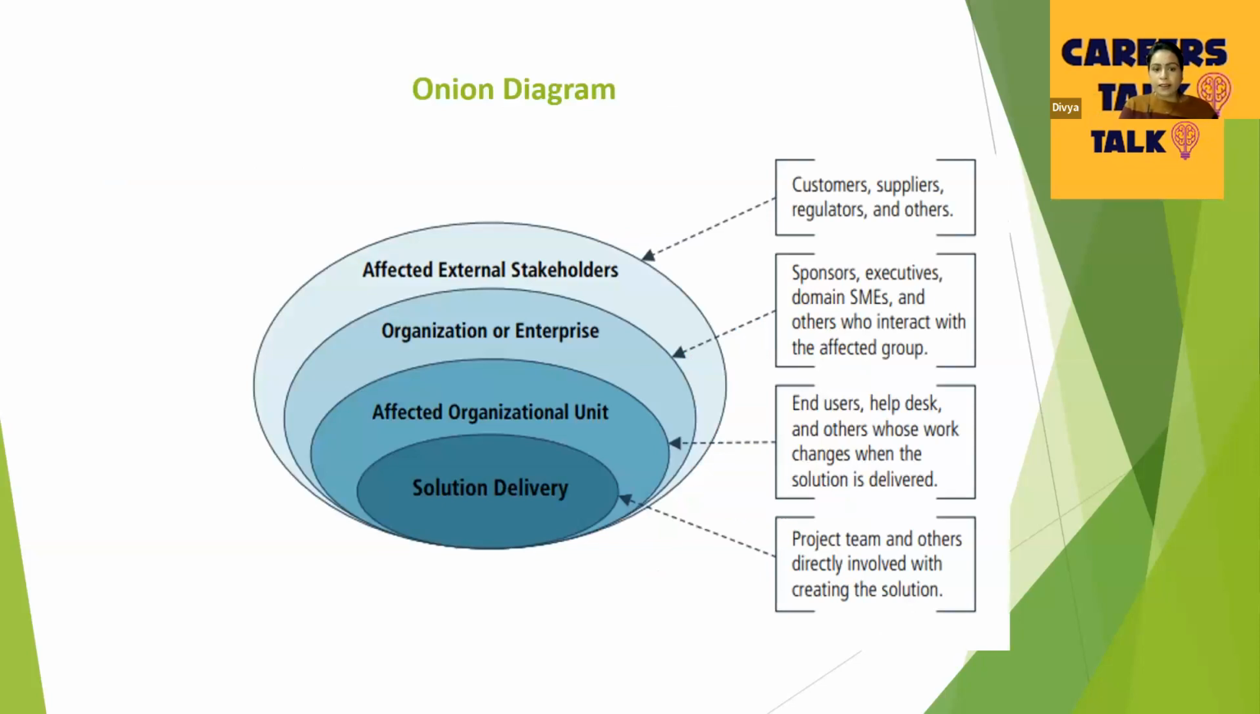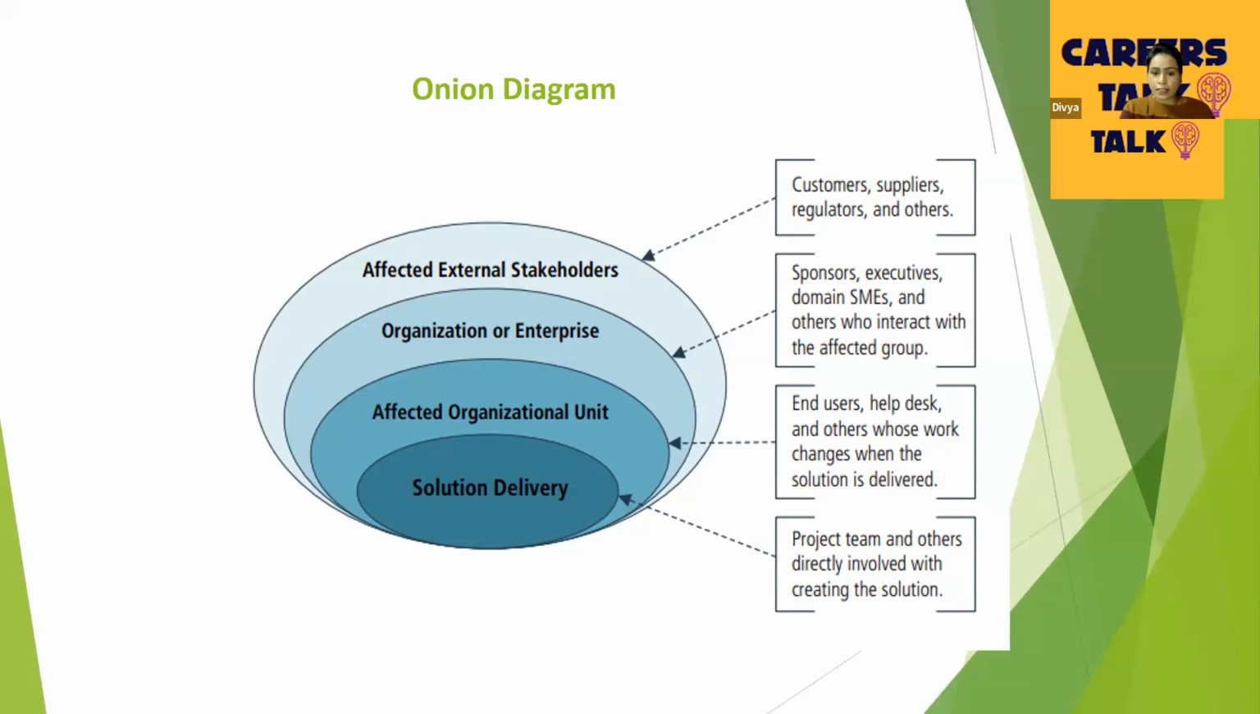And the next is the onion diagram. The onion diagram shows at which layer the different stakeholders fall. It shows the various layers of developing the solution and delivering it to external stakeholders. The inner layer shows solution delivery. These are the people who are actually responsible for delivering the solution. It could be our project team and others who helped in creating the solution.